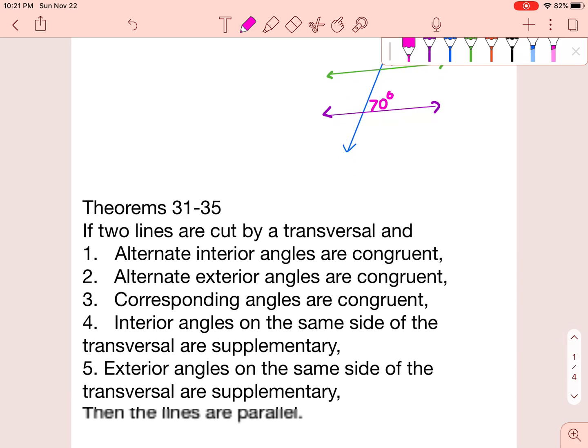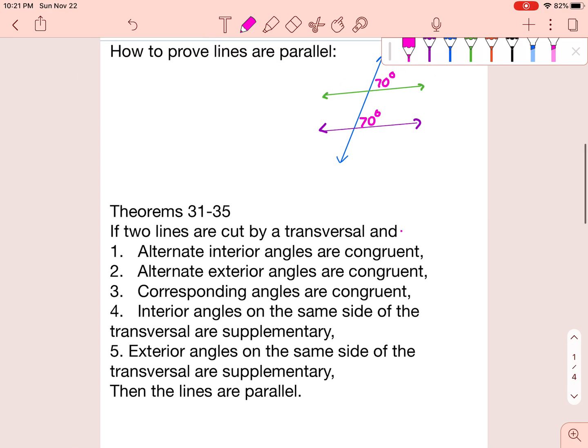It starts off the same way for each of these. It says, if two lines are cut by a transversal, and remember we're bringing in 3 lines in this section. So if we have 2 lines that are cut by a transversal, first one, theorem 31: if alternate interior angles are congruent, and that's what you'll see in my picture above, then the lines are parallel. That was our first one.